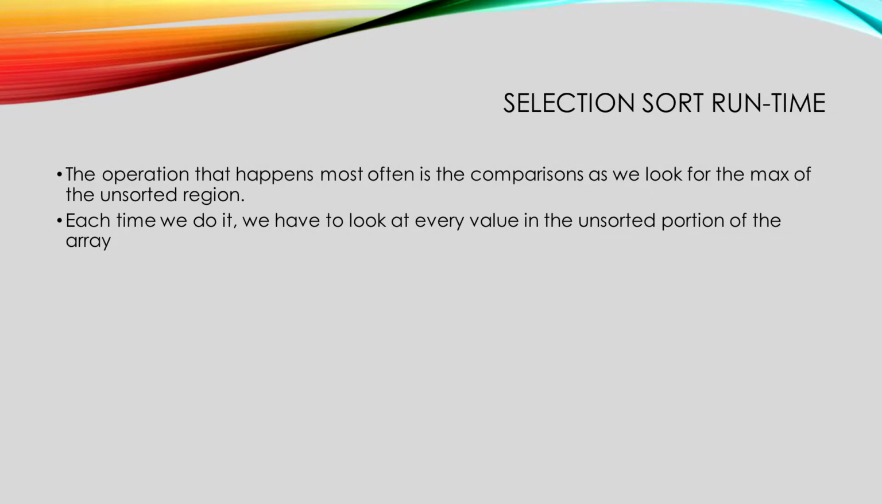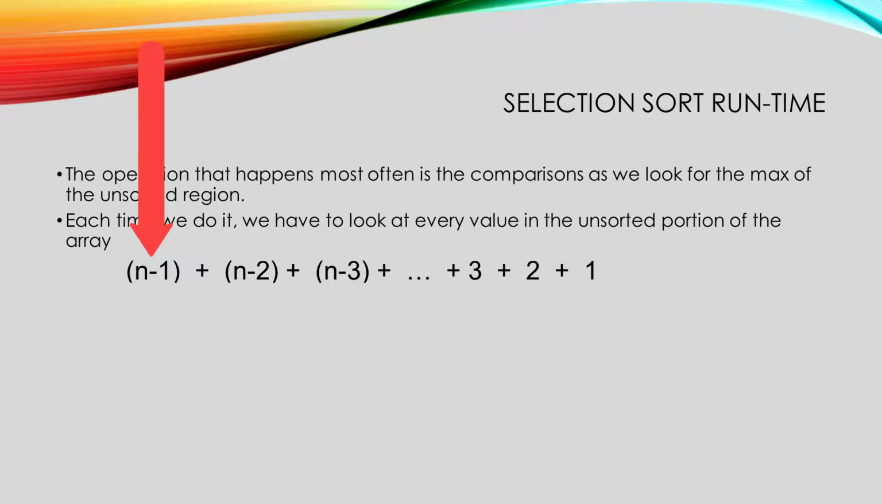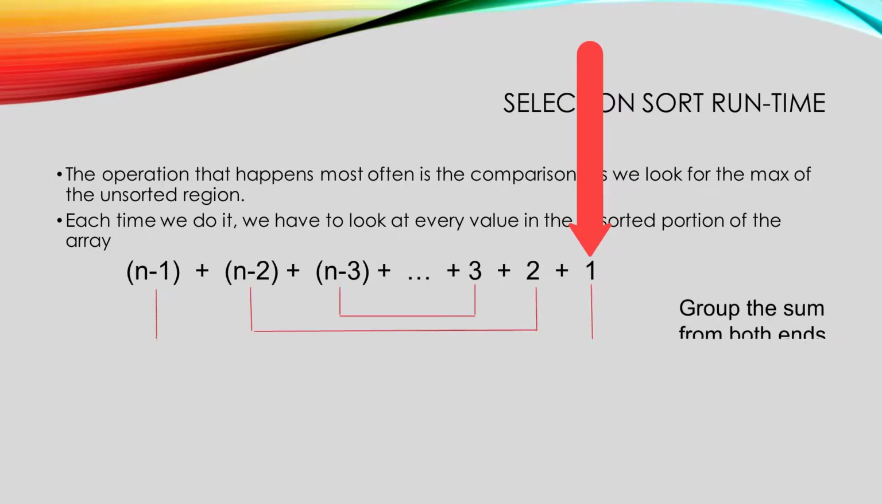Let's do the runtime analysis of selection sort. The operation that happens most often is the comparison when we're looking for the max value in the unsorted portion of the array. The "is this bigger than the biggest thing I've seen so far" comparison. For each position we're sorting, we will have to go through the entire unsorted portion of the array. So, when we look for the biggest thing the first time, it will require n-1 comparisons. The next time will require n-2 comparisons, and so on, until the last time, which only requires 1 comparison.